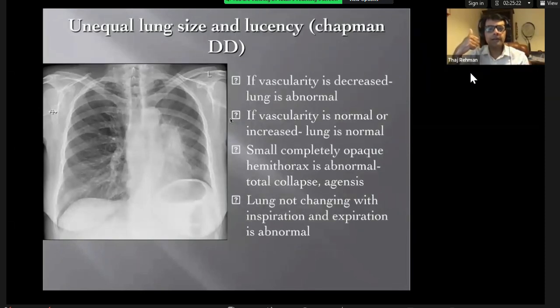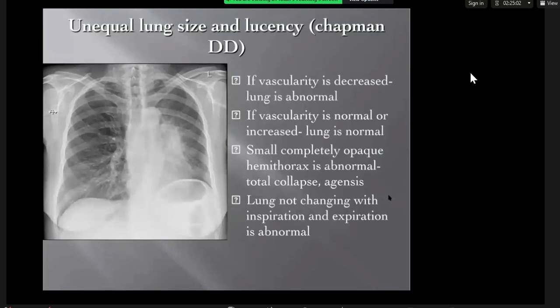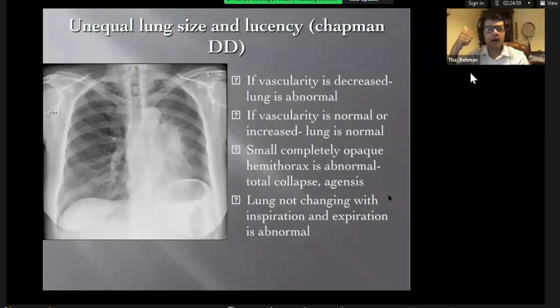Once you identify that one lung is small, the left lung is small, so what's happening? Then you look at the blood vessels. It's basic Chapman. If vascularity is decreased, that lung is abnormal. So which lung is abnormal in this radiograph? Left. Left is abnormal because blood vessels are sparse in comparison to the right. So train your eyes to identify the difference in vascularity between lungs. If vascularity is normal or increased, that lung is always normal.